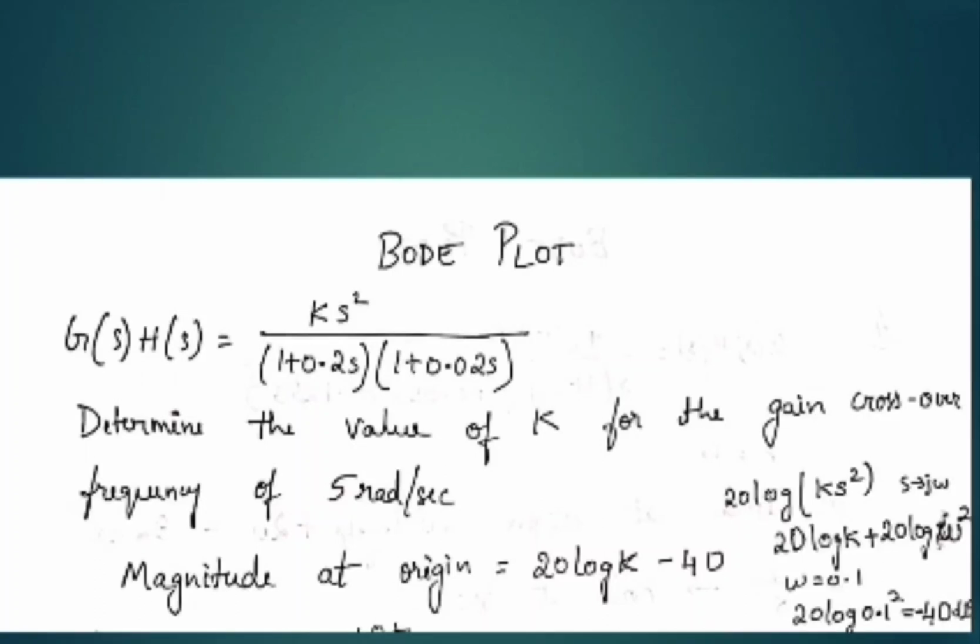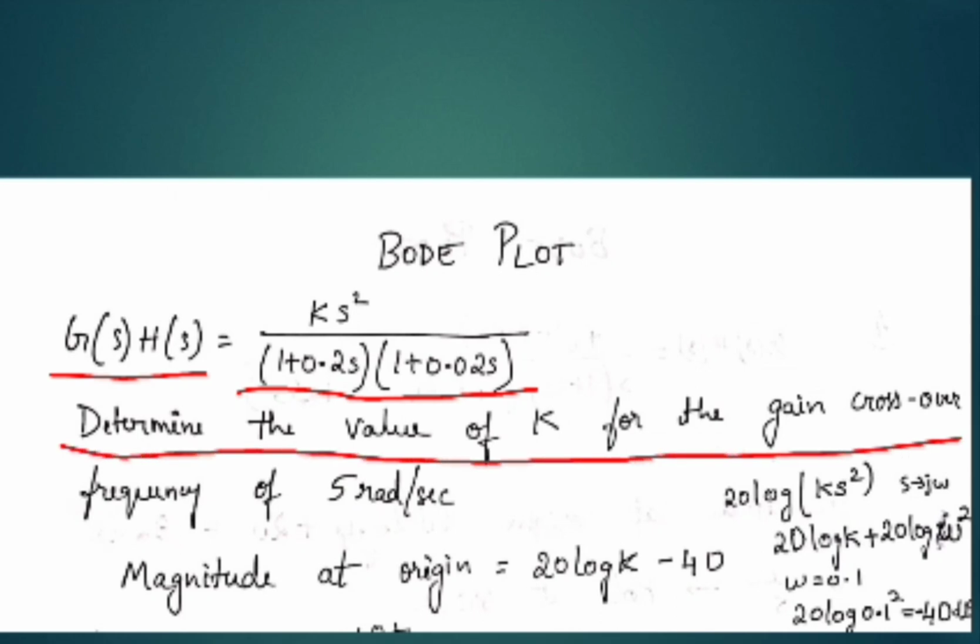Hello everyone, let's solve this for Bode plot. The given question is G(s)H(s) equals K into s square divided by (1 plus 0.2 s) into (1 plus 0.02 s). So the question here is: determine the value of K for the gain crossover frequency of 5 radians per second. The value of K is unknown.